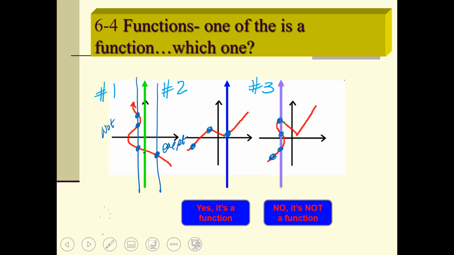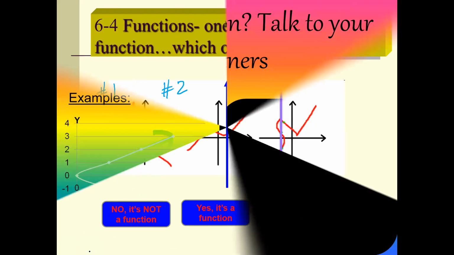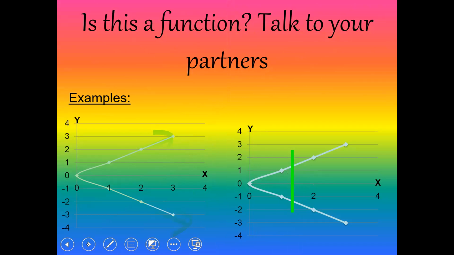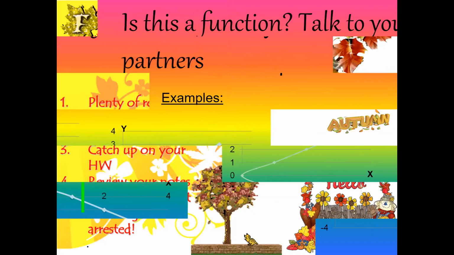Same thing with number 1, if I draw a straight line, just 1 point. But if I move it a little bit to the left, it's touching at 3 different points right here, so it's not a function. What about this one? Is it a function? Visually, you can see the line is going to be touching this at 2 different points, so it's not a function.